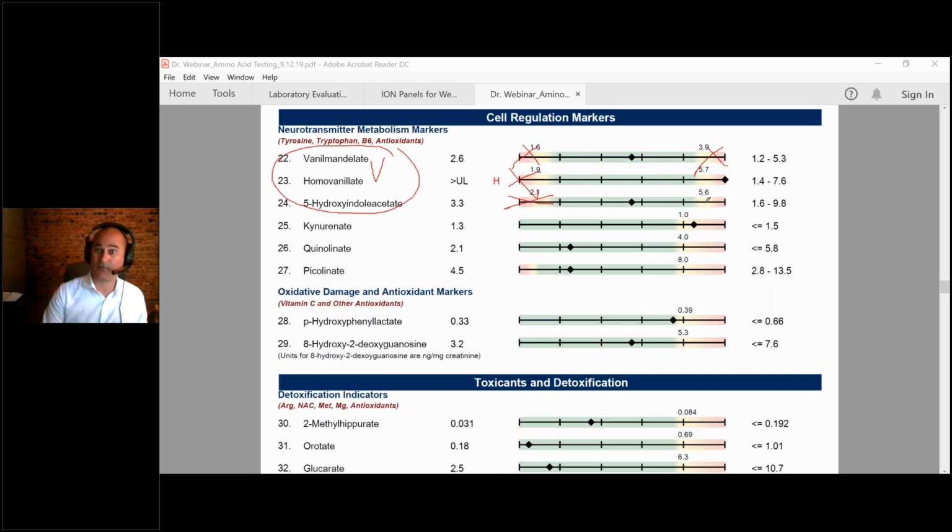5-HIAA is related to tryptophan and 5-HTP. If you're going to give 5-HTP for someone that has low or high 5-HIAA, give at least 300 milligrams of 5-HTP. So 300 milligrams is a good effective dose. Kynurenate, quinolinate, picolinate, those are a little more complicated. Those are the inflammatory markers. Not really talking about that tonight.